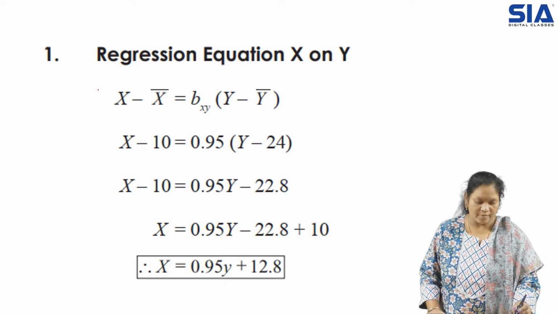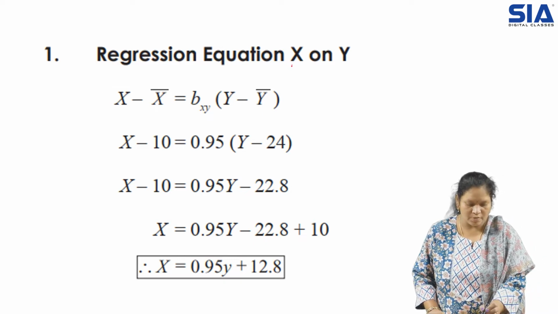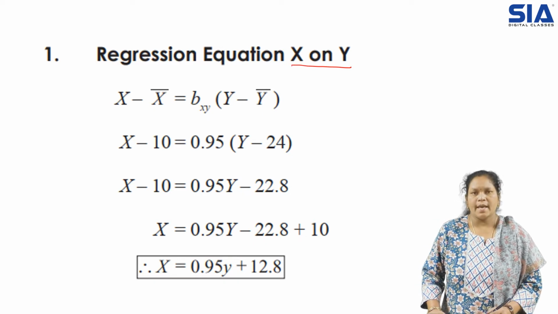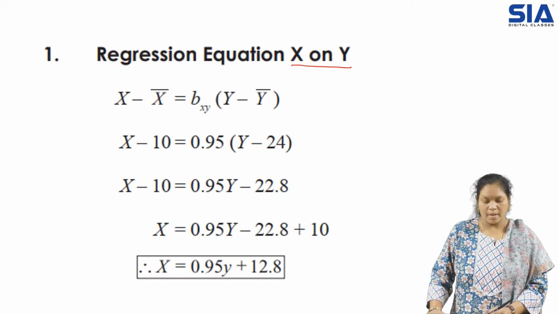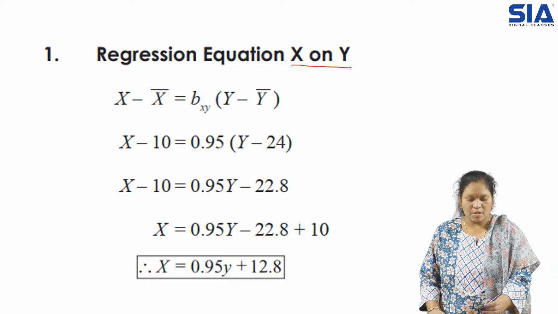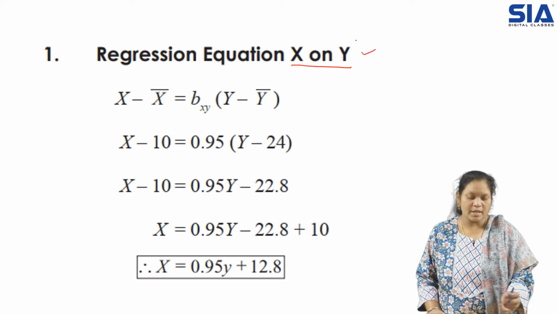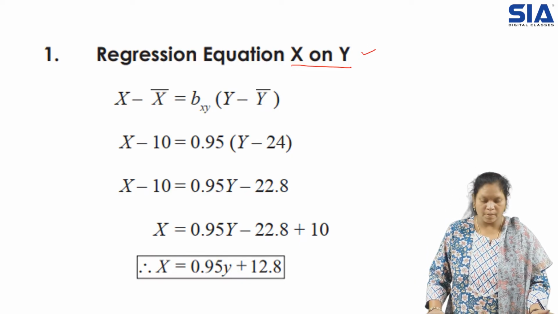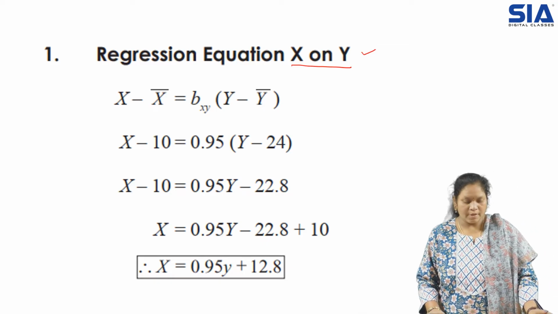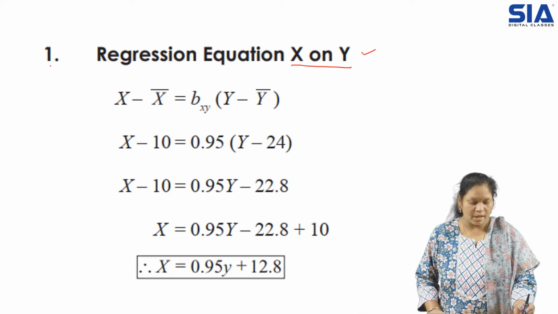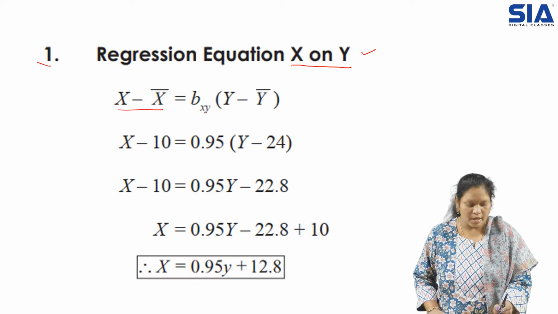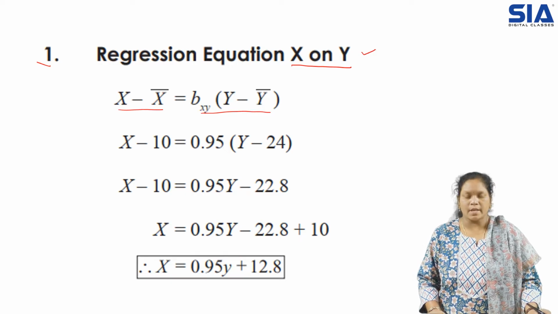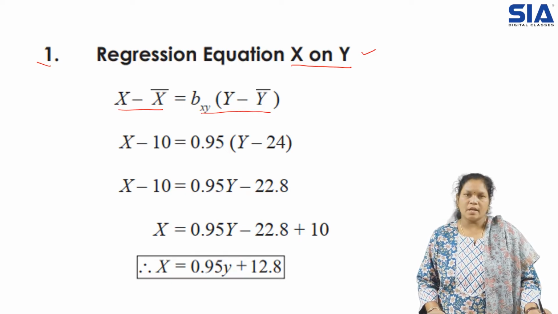So here we have the formula for regression equation x on y. Actually, we'll be having two types of equations: regression equation x on y for one equation, and regression equation y on x. Based on that we have to proceed. First we have x on y, and the formula is x minus x bar is equal to bxy into y minus y bar.